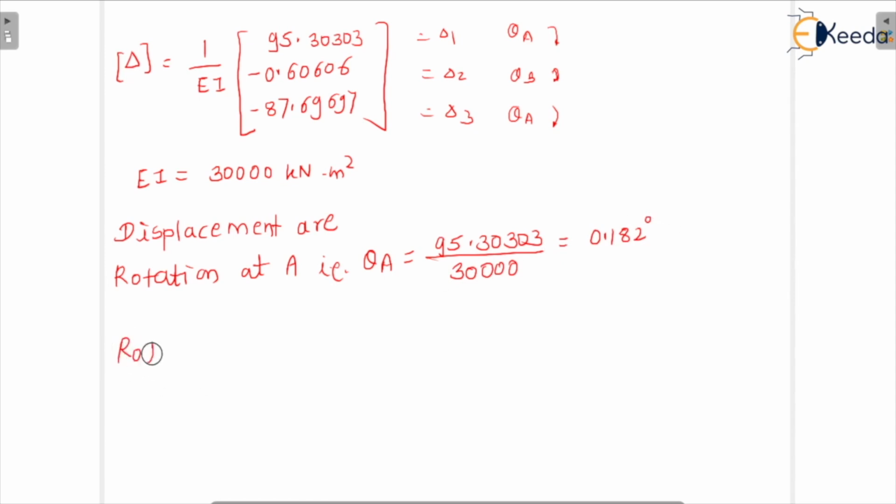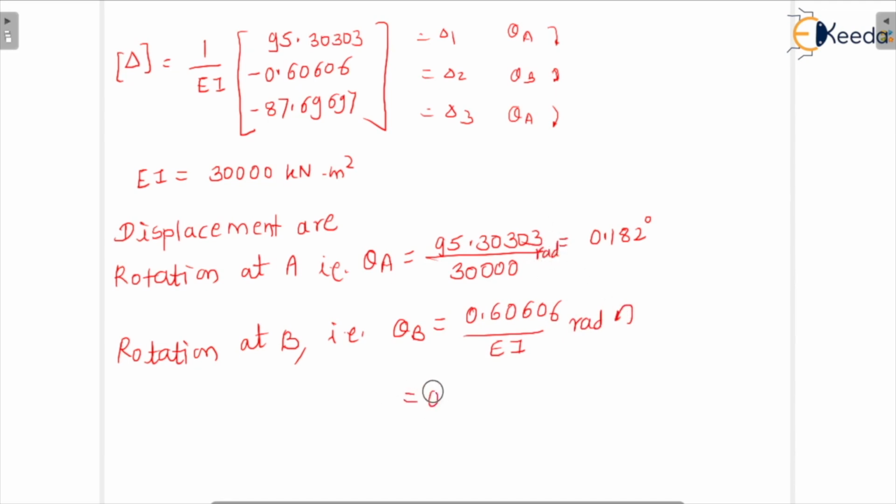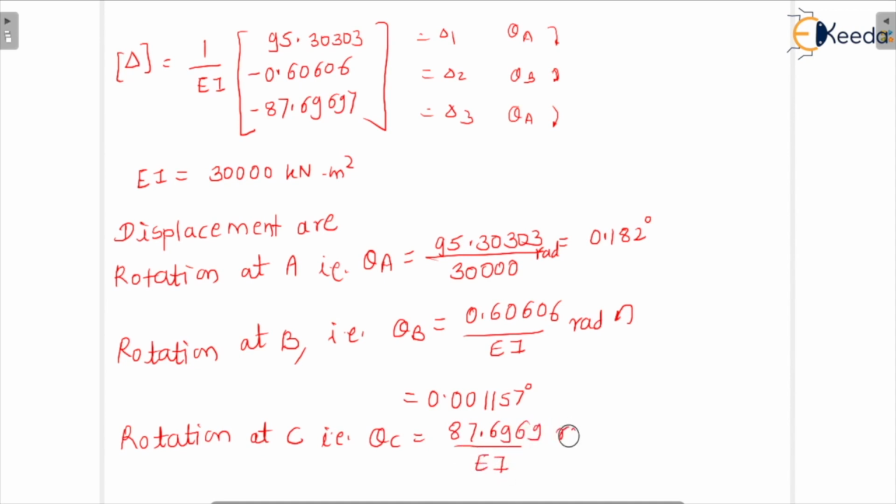So similarly, what is the rotation at B? Rotation at B is nothing but theta B. Okay, so theta B is equal to 0.60606 by EI. So this is in radians. Okay, this is also in radians. So final answer is 0.001157 degree. Okay, and the rotation at C, that is theta C, is equal to 87.6969 by EI. Okay, so this is 0.16748 degree.